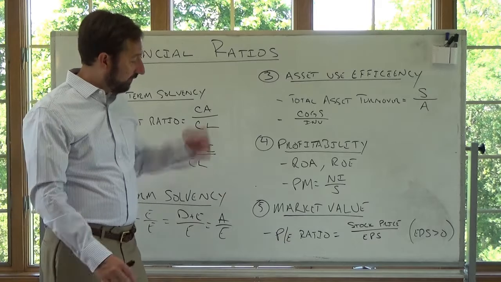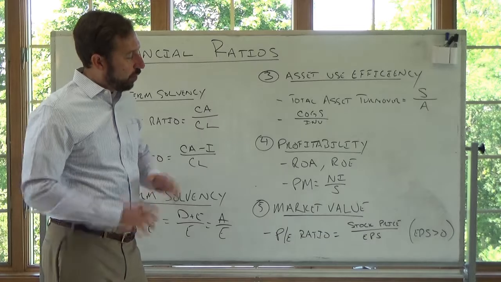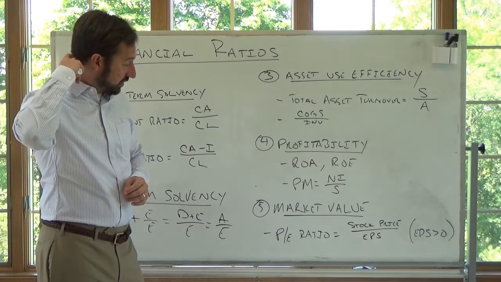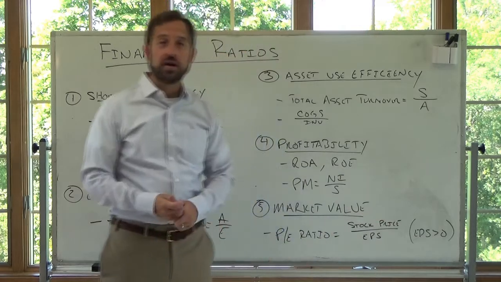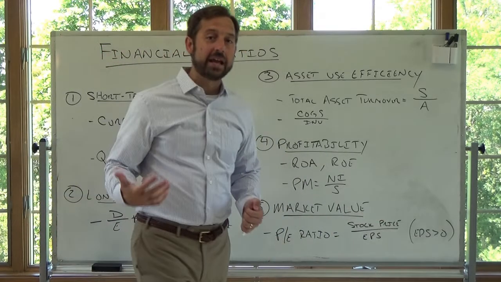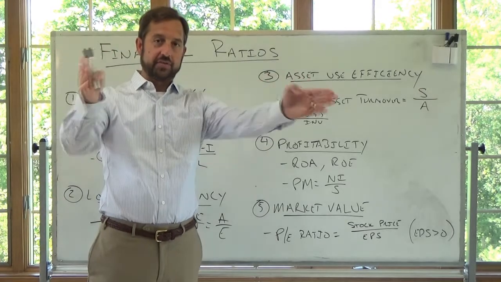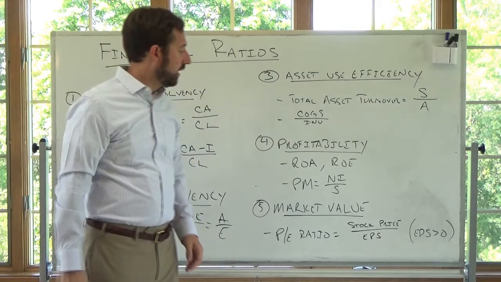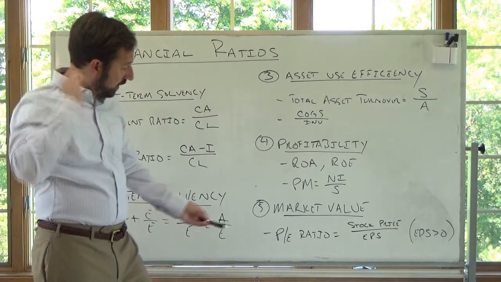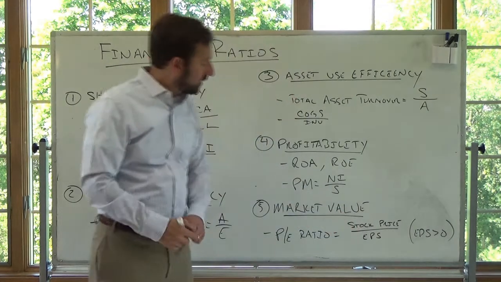Lastly, we'll talk about market value measures. The most famous of these is the PE ratio. And the one thing I want to say about the PE ratio, so the price to earnings ratio is the stock price over earnings per share. Earnings per share is net income. In finance, of course, net income is the same thing as earnings. If I say net income and earnings are the same, so earnings per share is net income divided by number of shares outstanding. So we have the price to earnings ratio is the stock price divided by earnings per share.